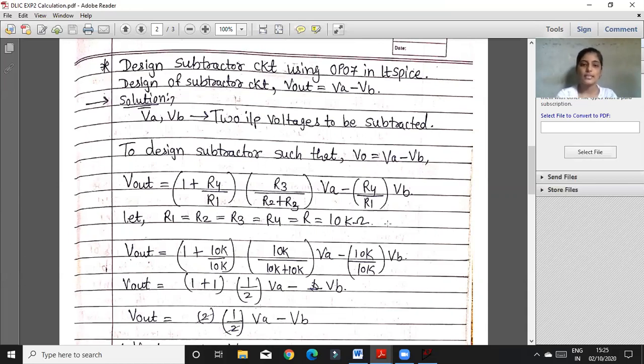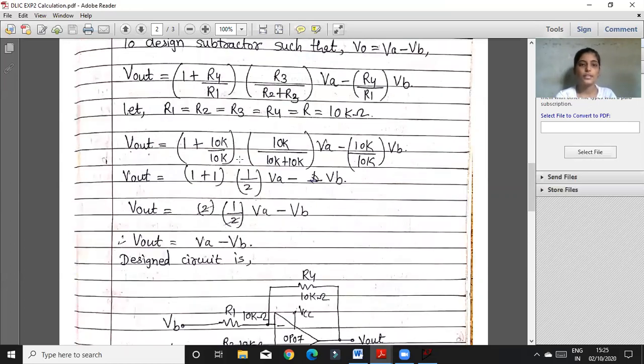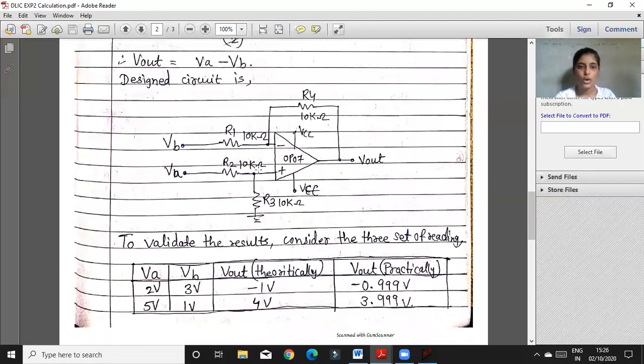I considered R as 10 kilo ohms here. Putting 10 kilo ohms for R1, R2, R3, and R4, V out is (1 plus 10k by 10k) into (10k by 10 kilo ohms plus 10 kilo ohms) into VA minus 10 kilo ohms upon 10 kilo ohms into VB. So my V out equation is proved: V out is equal to VA minus VB. So I designed the subtractor circuit and got the values of R1, R2, and R3.